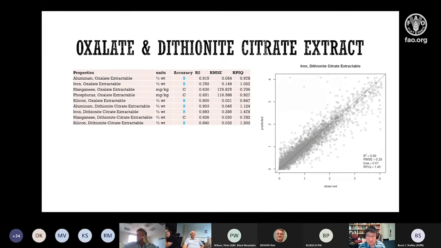Beside those, I'll just highlight a few of them: different forms of aluminium and different forms of iron. This is for when people look at not just total iron and total aluminium, but want different forms of extractable, like oxalate extractable or dithionite citrate extractable. This is more for mineral work, for people who look at different forms of iron and aluminium. We can actually predict these quite well too.